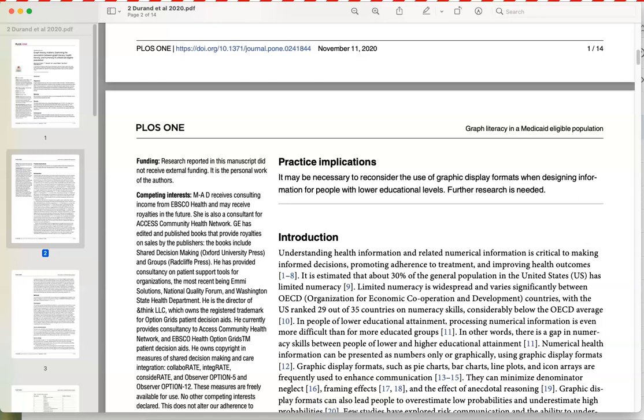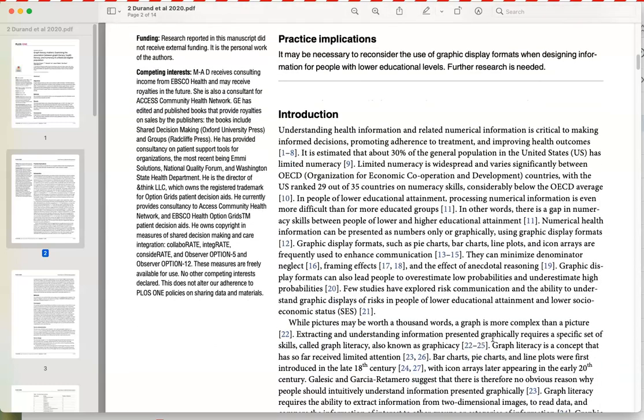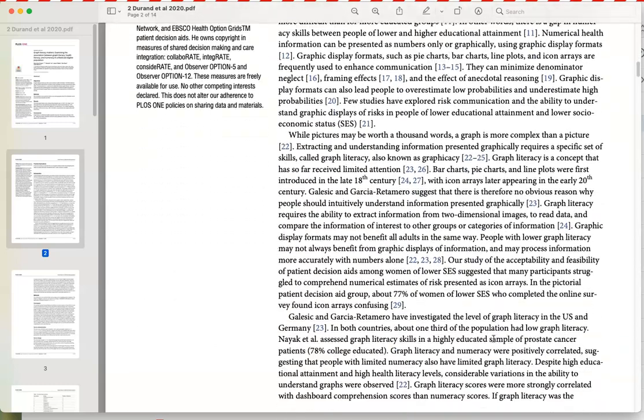For example, Spectrum Health does a great job of it right now with COVID. They have pictures of people who are vaccinated and people who are unvaccinated, and how many people are in a certain unit. At any rate, display formats can also lead people to overestimate low probabilities and underestimate high probabilities. Those are the things to think about as you look at graphical representation.